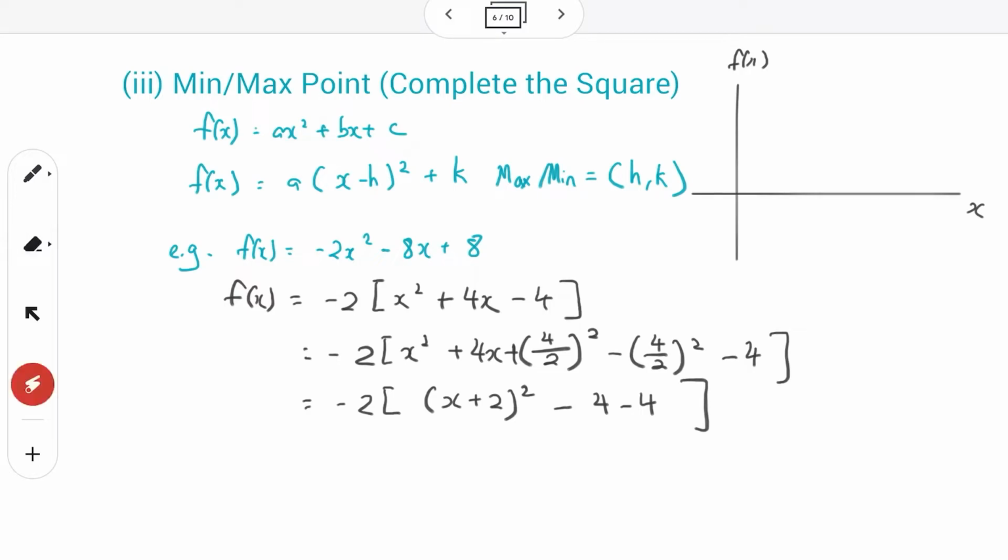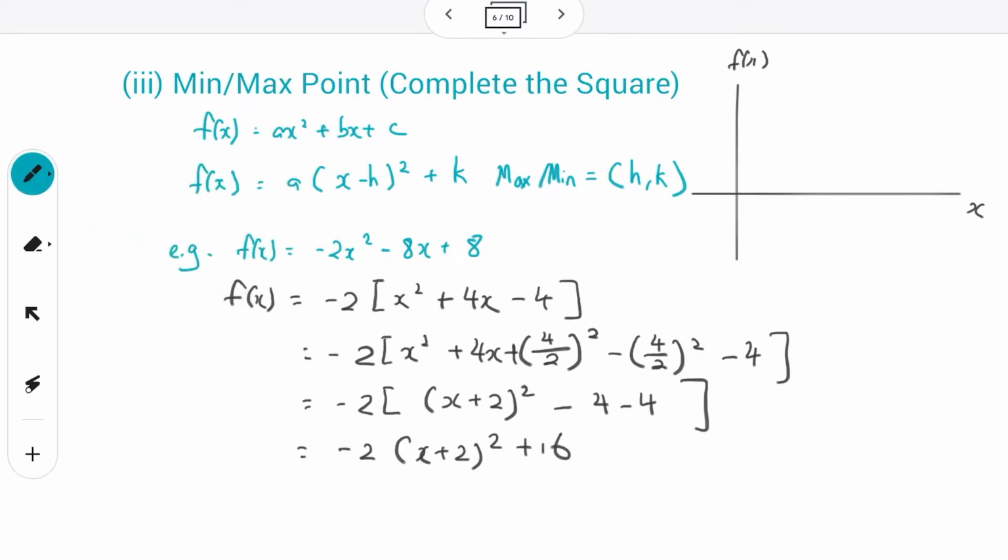And what you're going to do is take these two things out by multiplying by negative 2. So it looks something like this. Minus 4 equals minus 8. And that multiplied by negative 2 is plus 16. Therefore, there you have it.